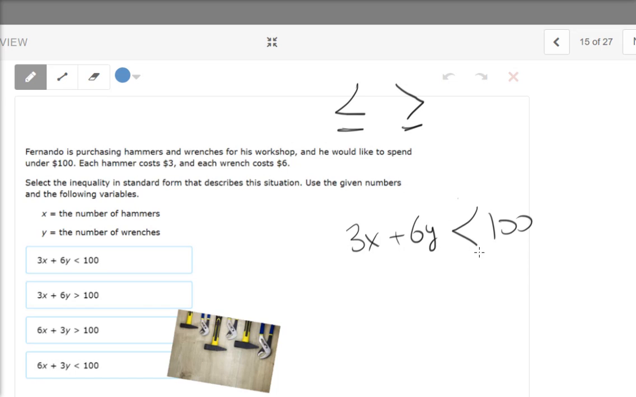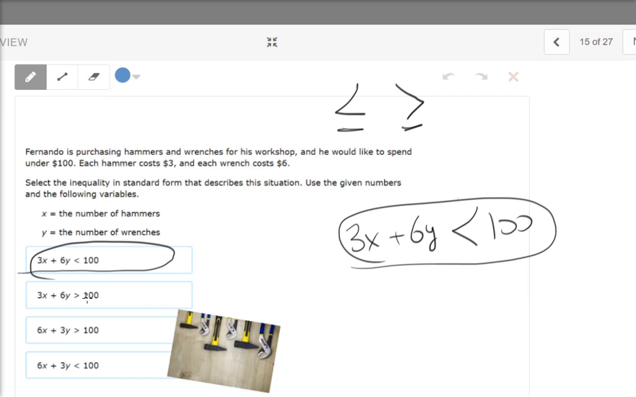So if it's under, this is your equation. And it looks like it's going to be the first one. This one says it's greater than, so it's not going to be this one. This one is also greater than, so anything we buy has got to be under, less than 100. And this one is not it because the hammers are not $6. These are switched. All right, so the first option is your answer.